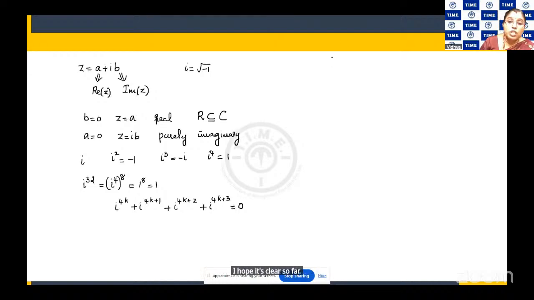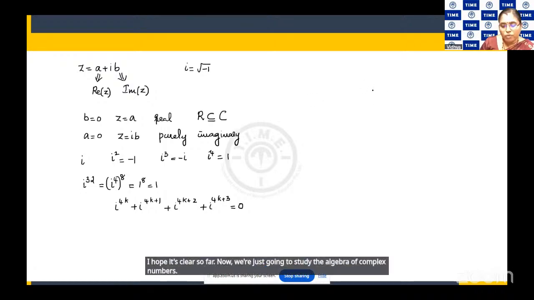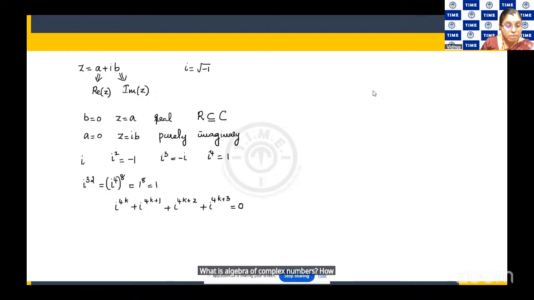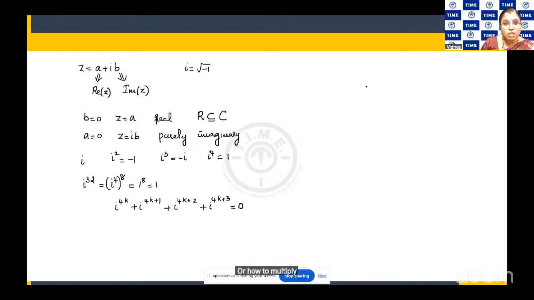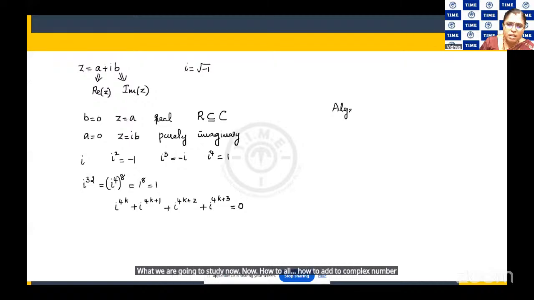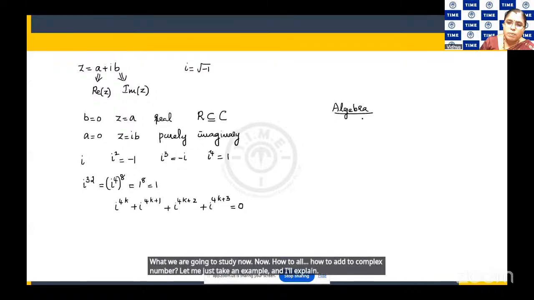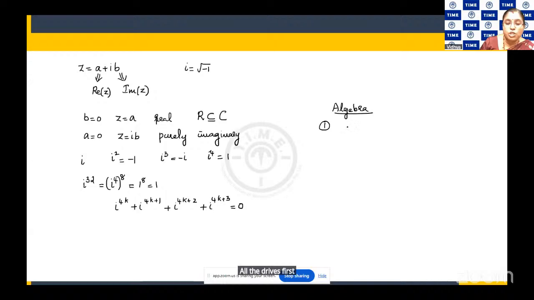Now, we are just going to study the algebra of complex numbers. What is algebra of complex numbers? How to add, subtract, how to equate two complex numbers, how to divide two complex numbers, or how to multiply two complex numbers. All these things are what we are going to study now. Now, how to add two complex numbers. Let me just take an example and I'll explain. The first one in algebra is addition of two complex numbers.